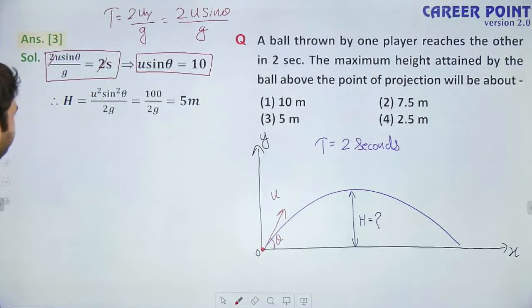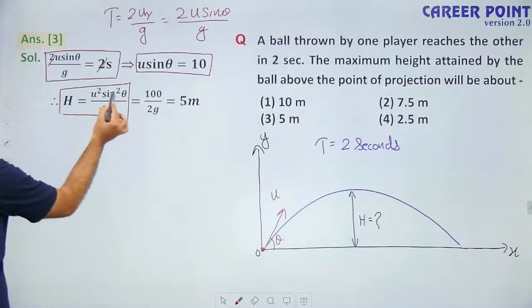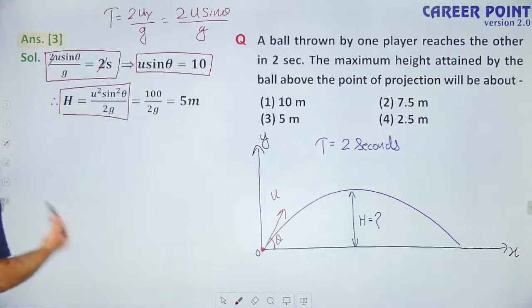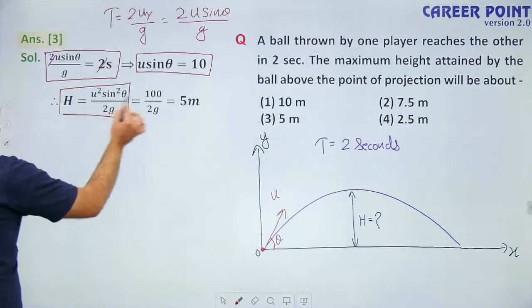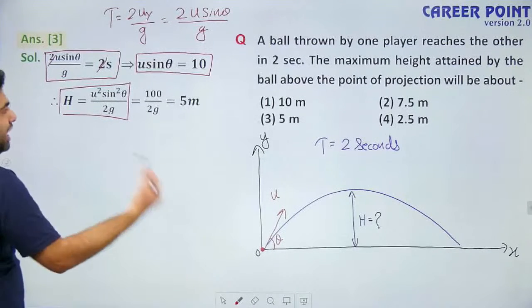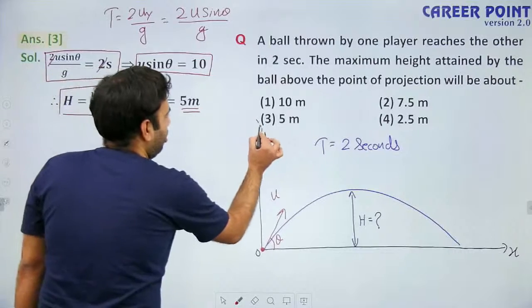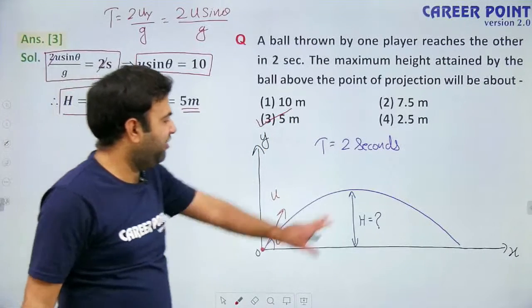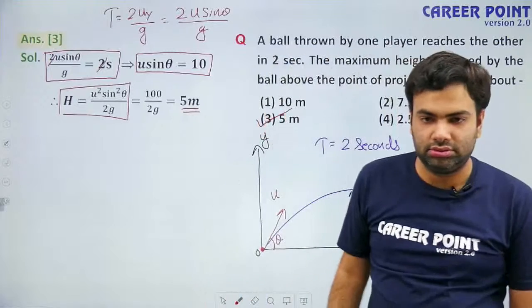Now, what is the value of maximum height? The formula of maximum height is u square sine square theta by 2g. You have the value of u sine theta. So, u square sine square theta is equal to 100, divided by 2g. g is approximately equal to 10. So, 100 by 20 is equal to 5 meter. So, the correct answer is option 3. 5 meter will be the maximum height. Okay.